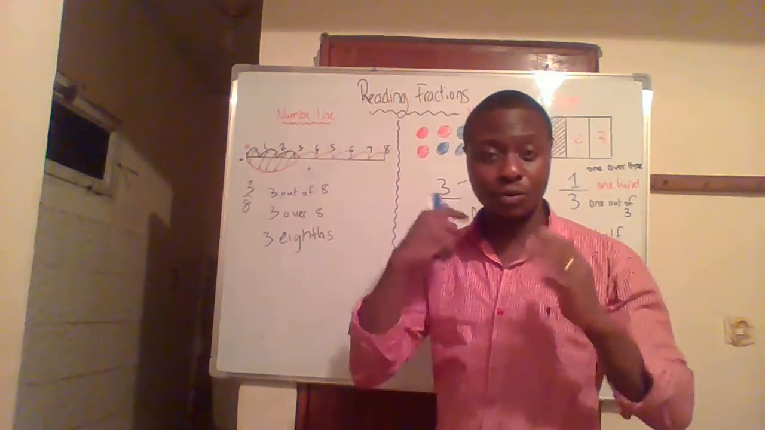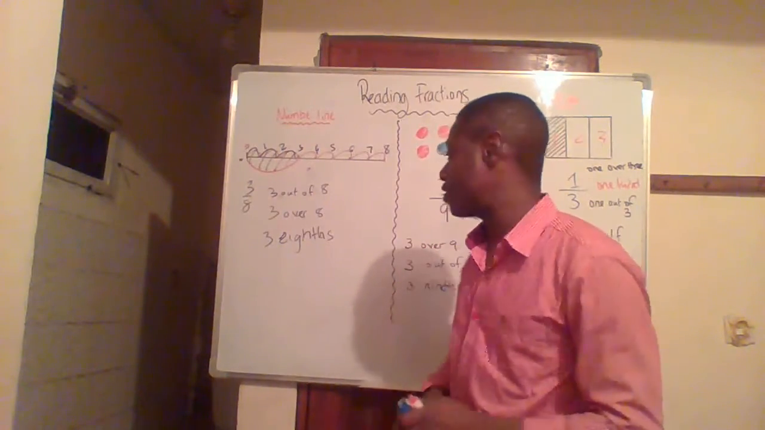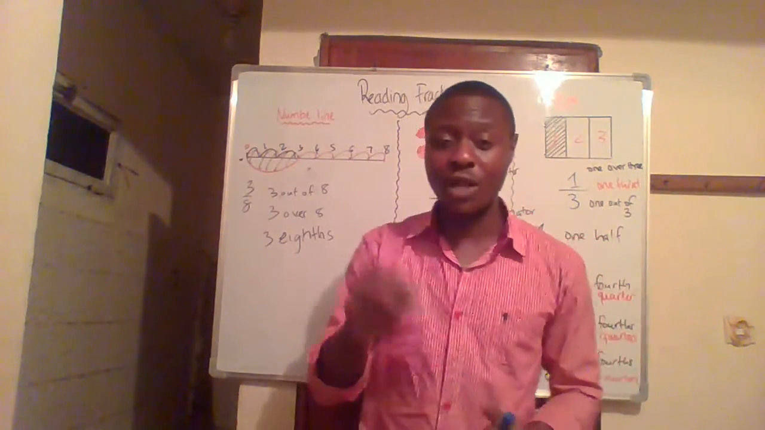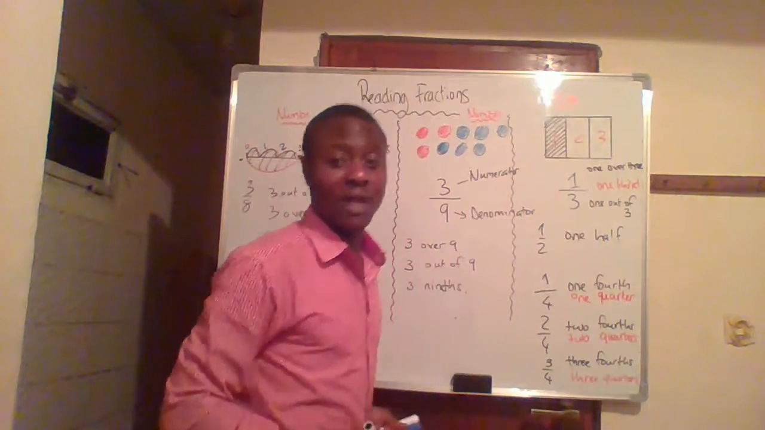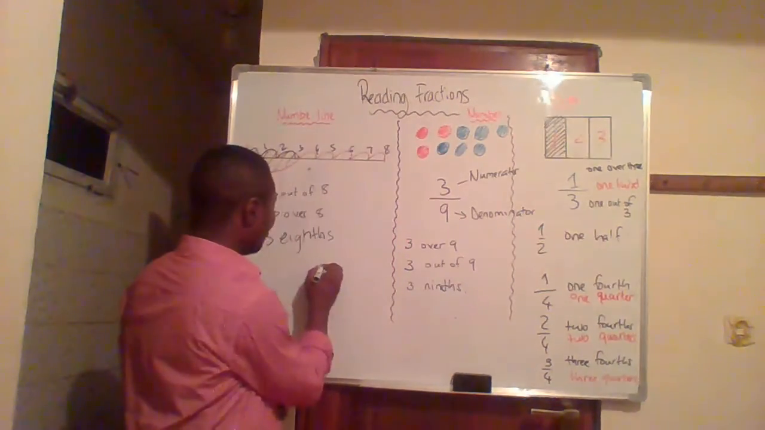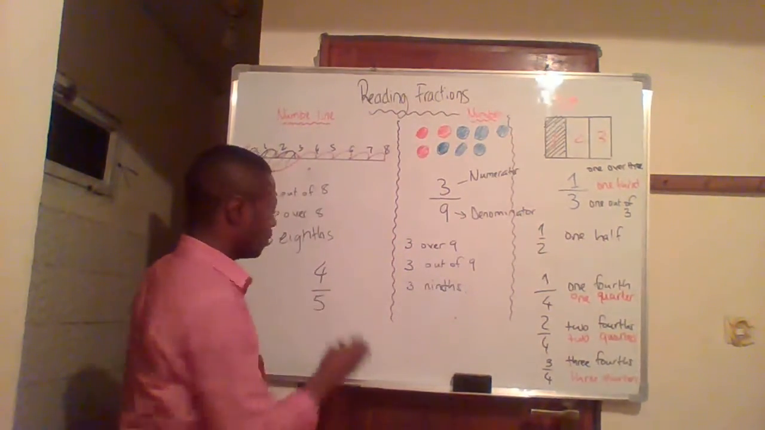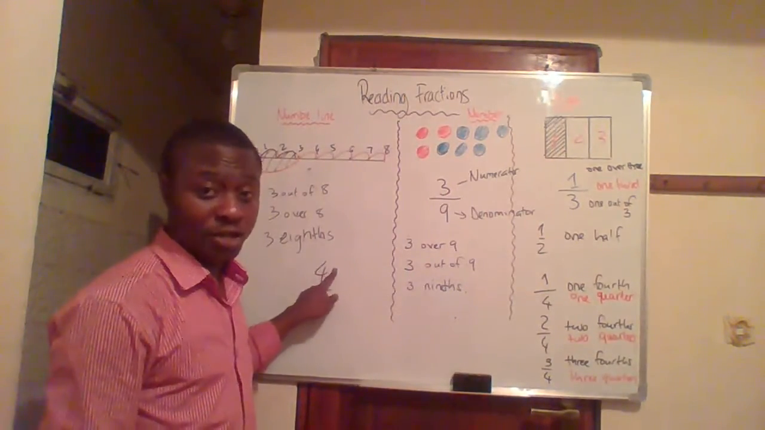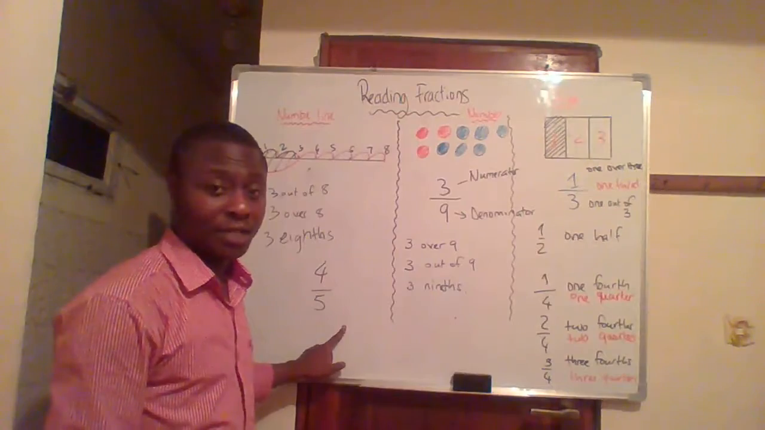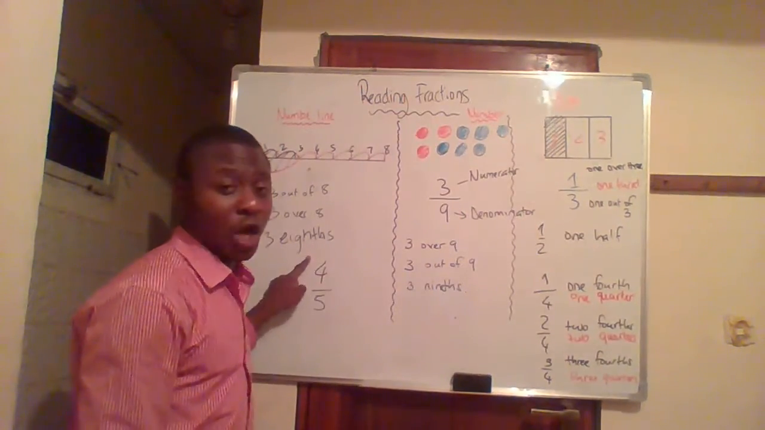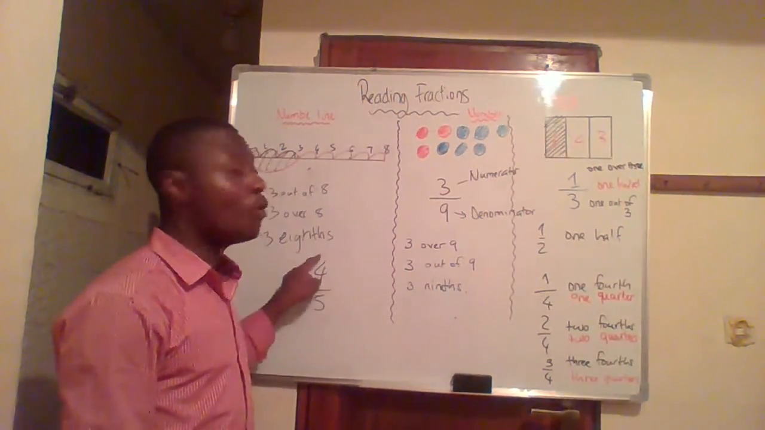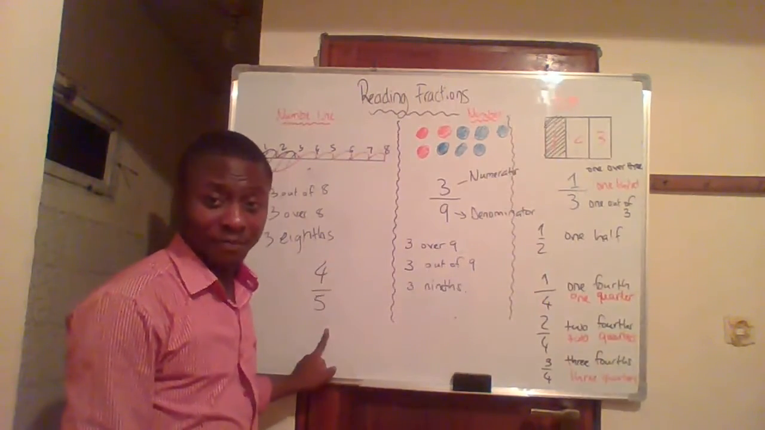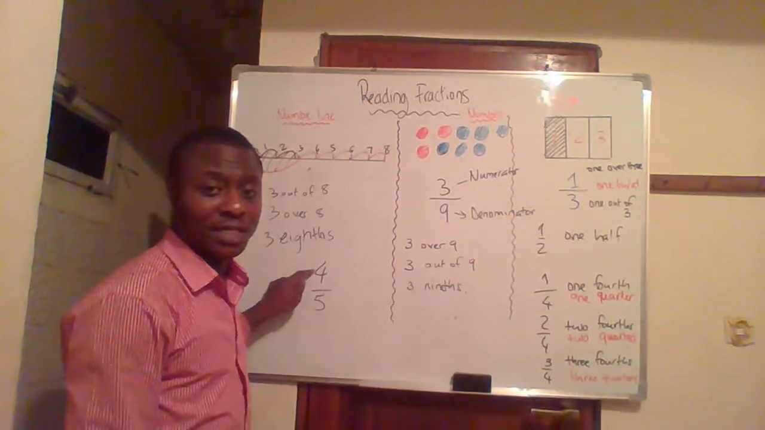So I would like you to rehearse and practice your ways of writing fractions. I'm going to ask you a question. You'll try and do this by yourself, and I'll give the answer later. What is this fraction? If you look at this fraction, the top number is the numerator, the bottom number is the denominator. Now 4 is at the top and 5 is at the bottom. So this is 4 over 5, because 4 is at the top and 5 at the bottom.